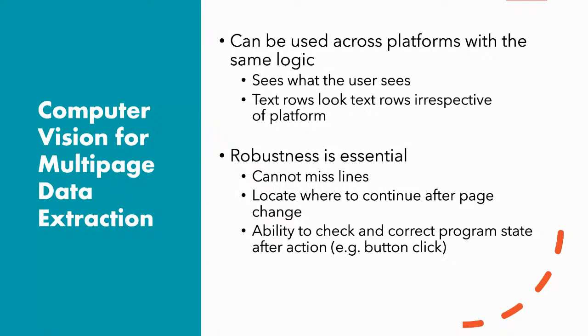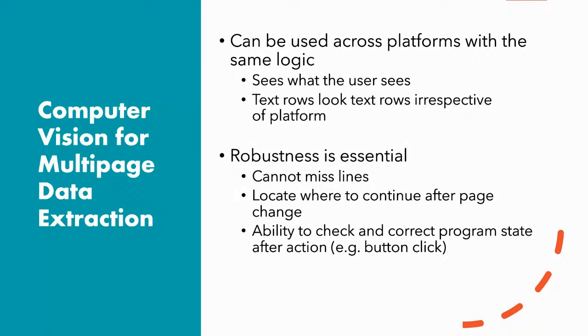But when we speak of computer vision, robustness is an essential feature. We cannot miss lines, because if we miss lines, we can't rely on the results if we can't trust that every line is processed. And if we do page changes in multi-page data extraction, we need to be able to locate where we continue after we have changed the page.